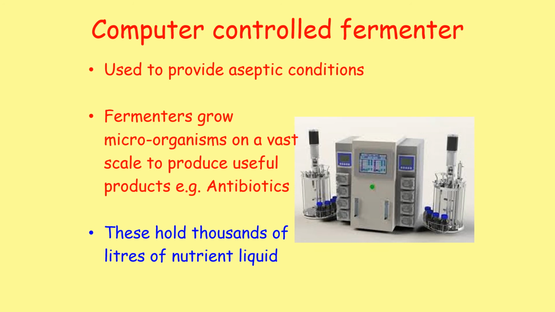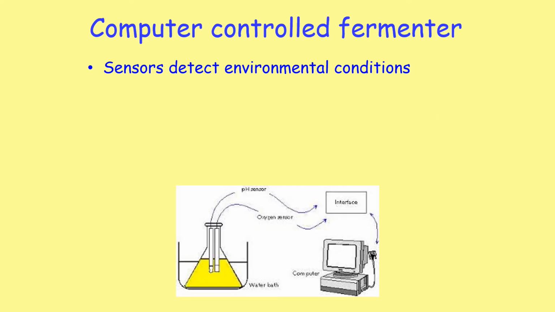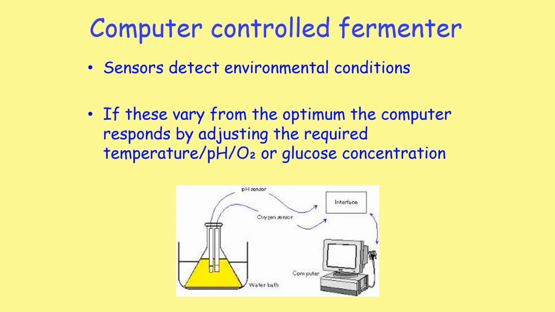And they hold thousands of litres of nutrient liquid and therefore can produce huge quantities of the product that you're after. Within the fermenter, there are sensors that will detect the environmental conditions. So the sensors will sense and feed back to the computer things like the temperature, the pH, the oxygen and the glucose concentrations. And if they vary at all from what they should be, then the computer will respond by adjusting those particular conditions to make sure that that microbe is kept in the ideal conditions for growth.